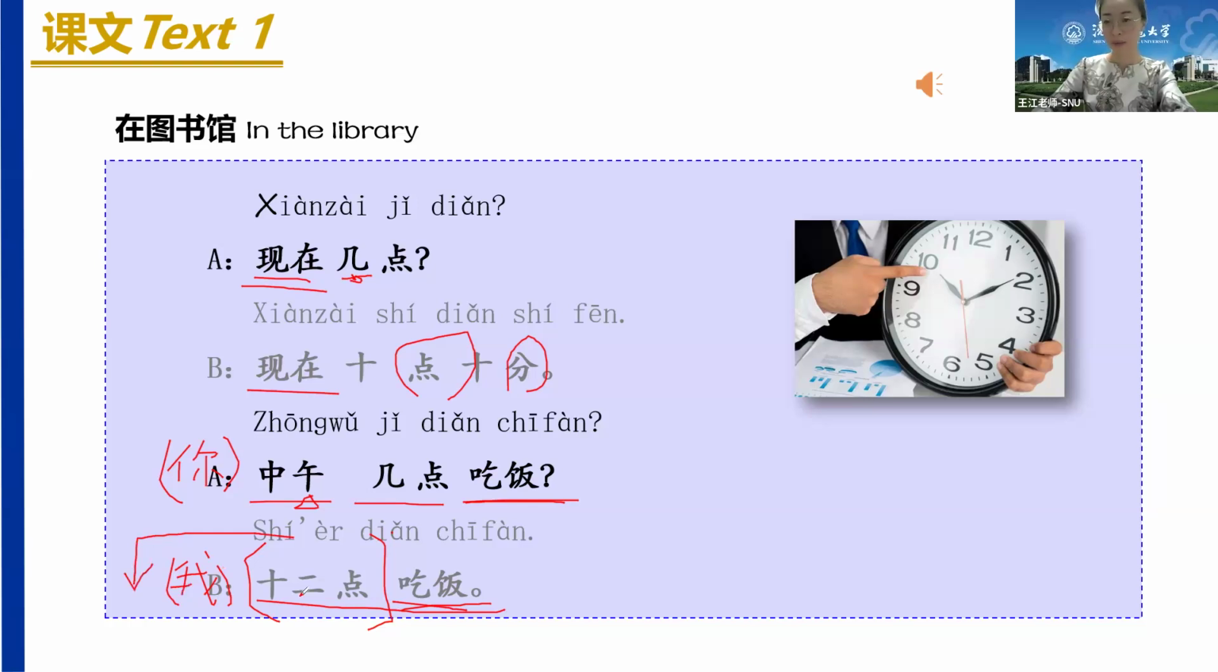So that's the grammar we have learned in lesson 11. The time word is used as the adverbial modifier, and it can be put behind the subject or before the subject. So 我12点吃饭. We can also say 12点我吃饭. I eat meal at 12 o'clock. And the meaning of the two sentences are the same. So do you understand? That is text 1.